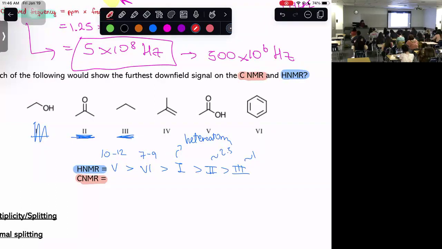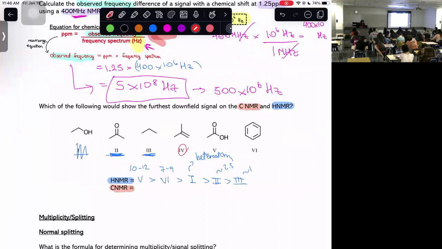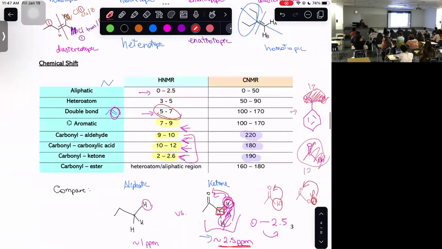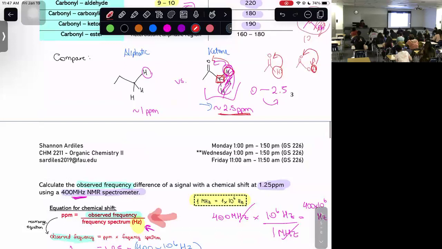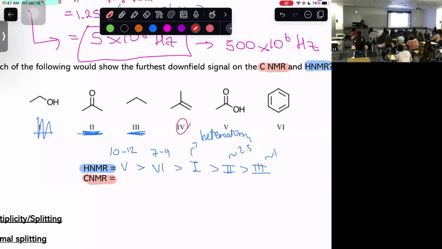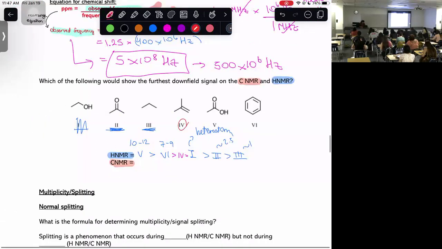Or this guy's double bonds, I forgot the exact range, but it's around 5 to 7. It's actually around here. Oh, well, yeah. If I'm making any mistakes, just let me know because that happens sometimes.